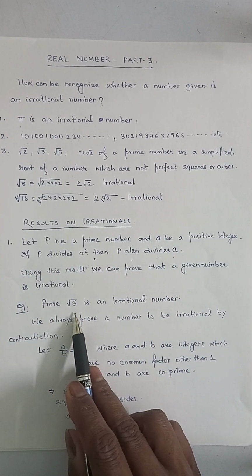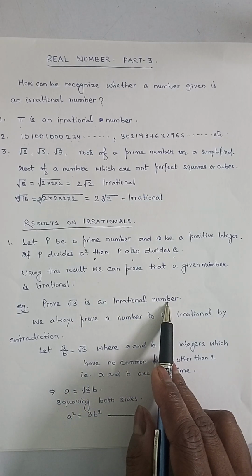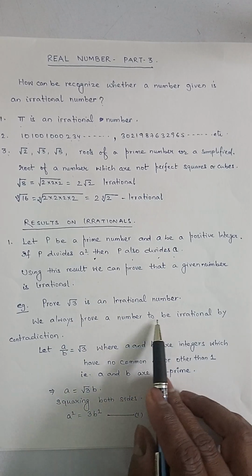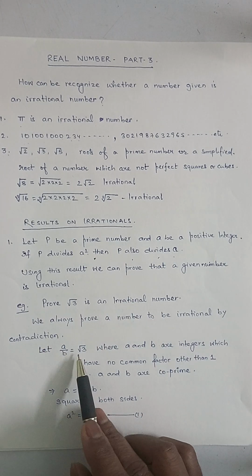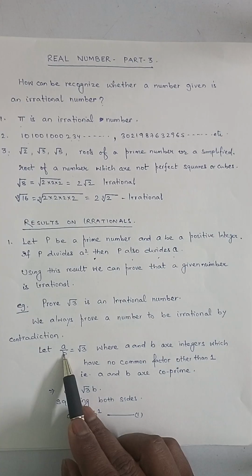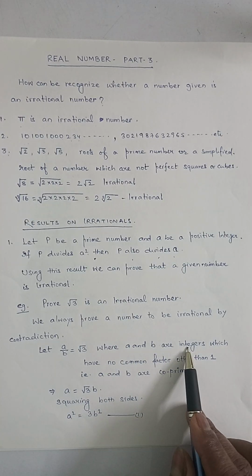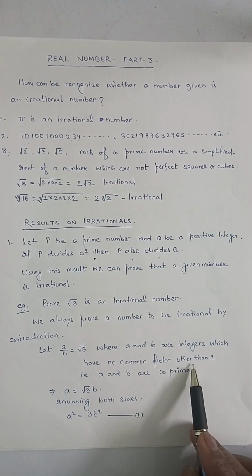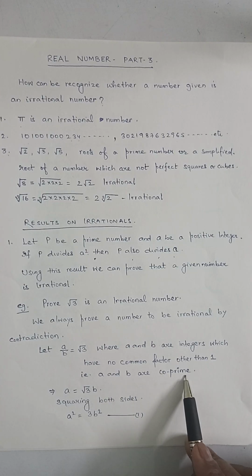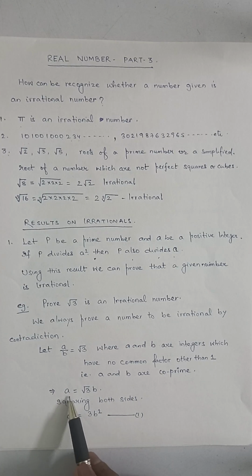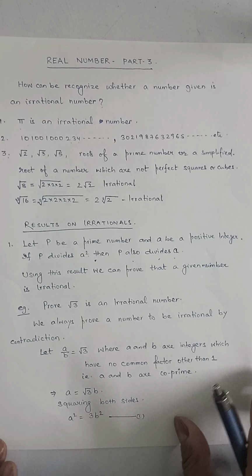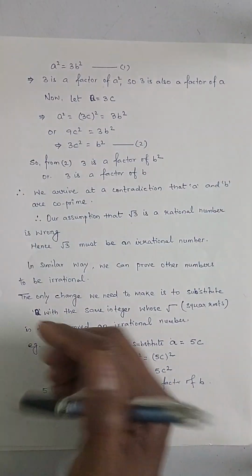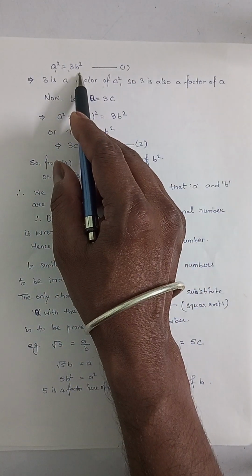Here we are going to prove root 3 to be an irrational number. We always prove a number to be irrational by the method of contradiction. We will assume that root 3 equals a upon b, where a and b are integers which have no common factor other than 1. That is, a and b are co-prime. This implies a equals root 3 b. Now we will square both sides. So a becomes a square and root 3 b becomes 3b square. A square equals 3b square.